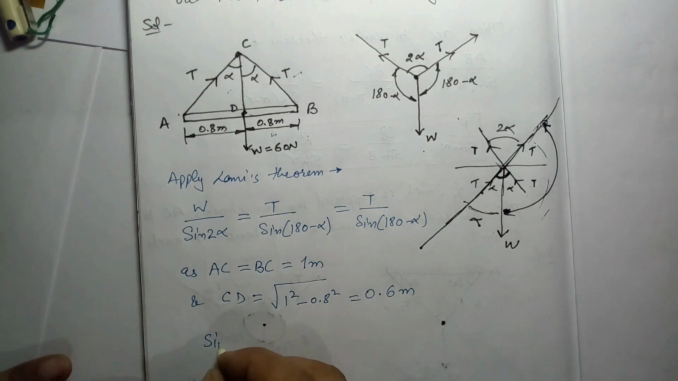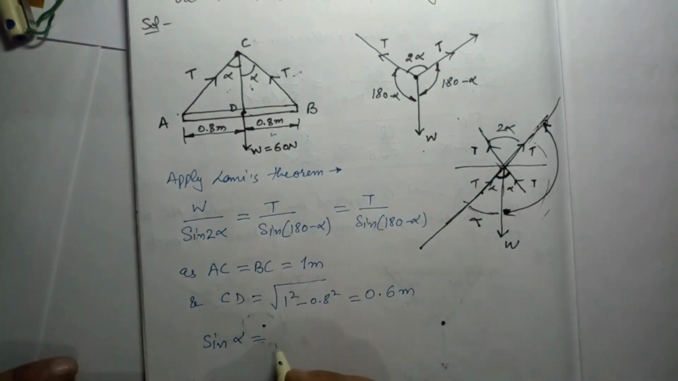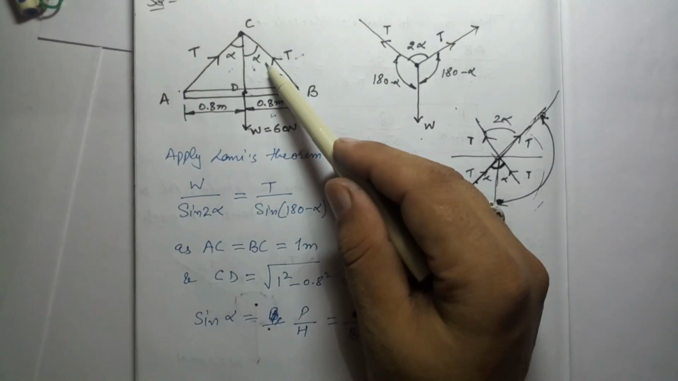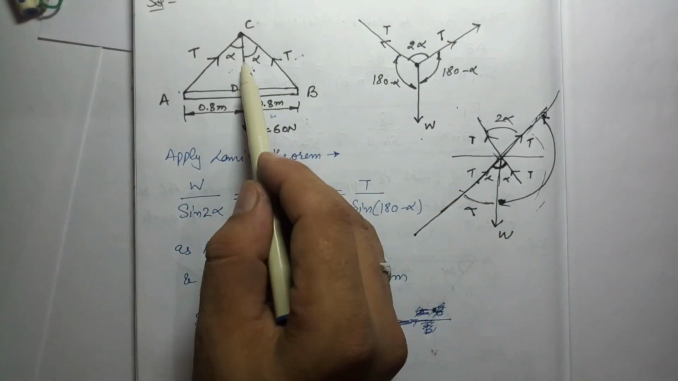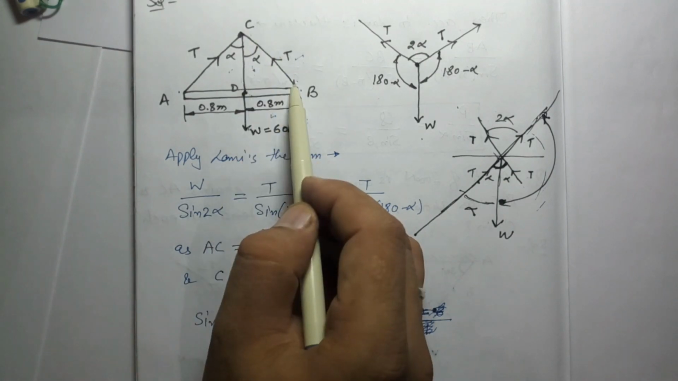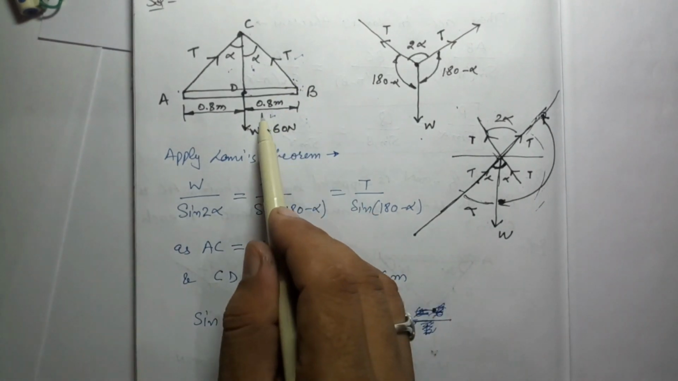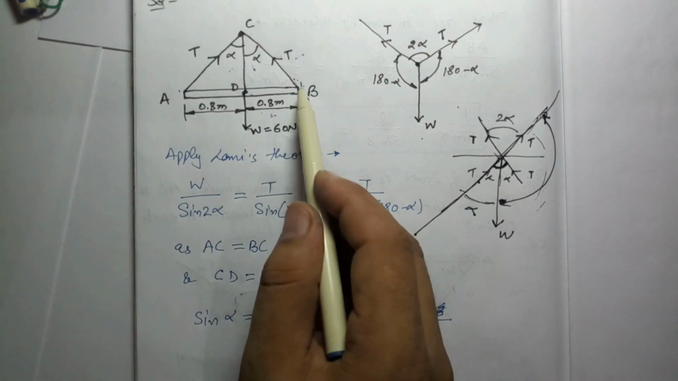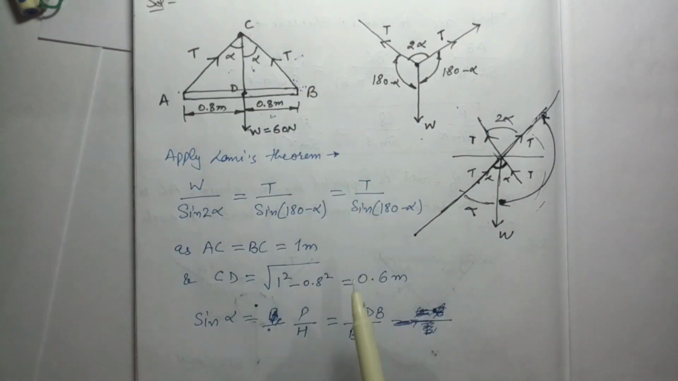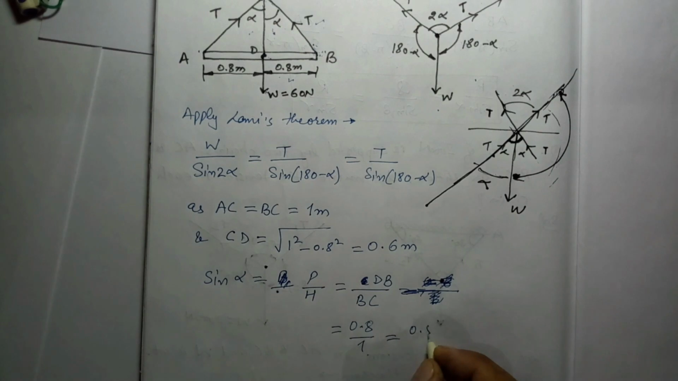Now, sine alpha, if I say sine of this alpha, can we find out the value of this alpha? Sine alpha is equal to perpendicular over hypotenuse. Here, if this is the angle, CD is the base, DB is the perpendicular, BC is the hypotenuse, right? So perpendicular means DB upon BC. We have the value of DB, that is 0.8. So it will be 0.8 divided by BC. BC is 1. So this is DB by BC, that is 0.8 divided by 1. So sine alpha is 0.8.